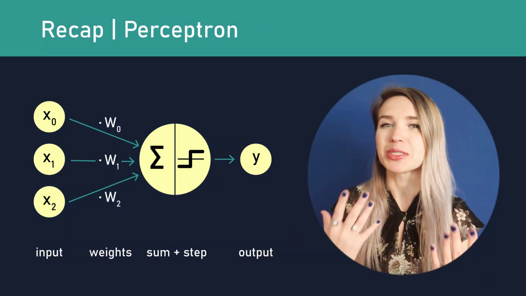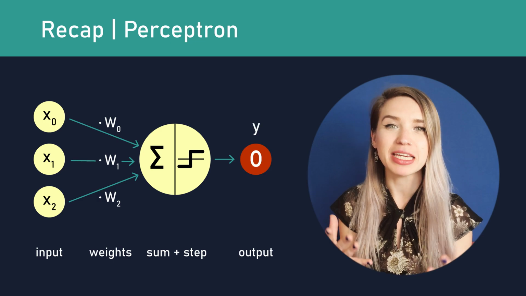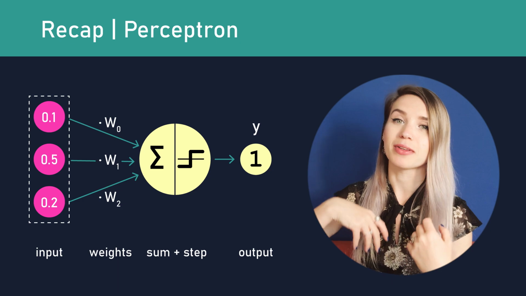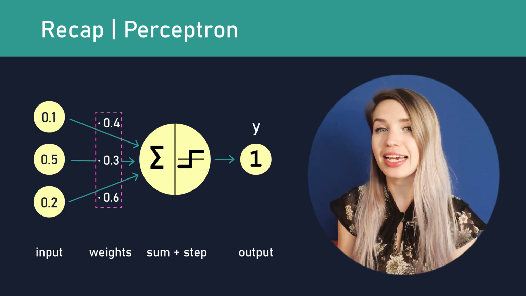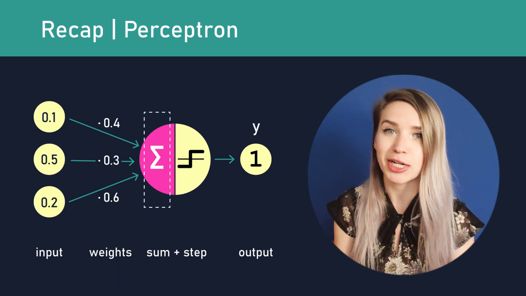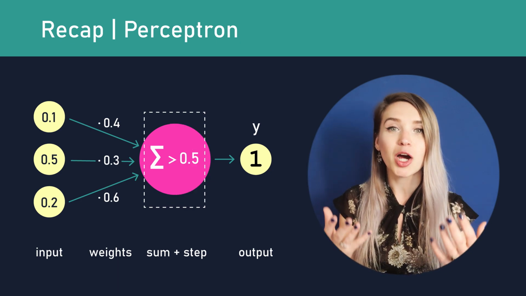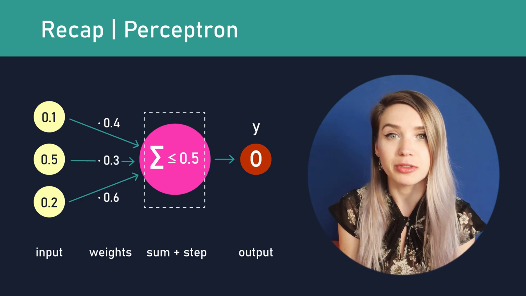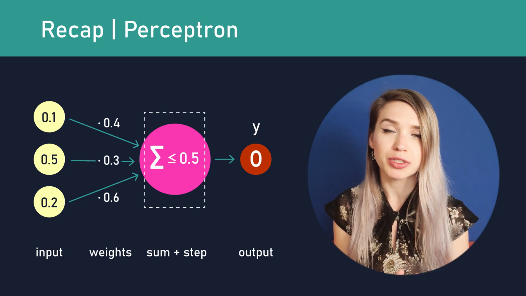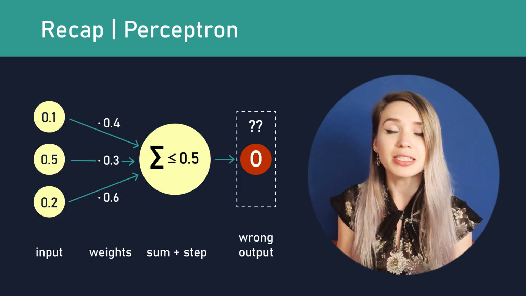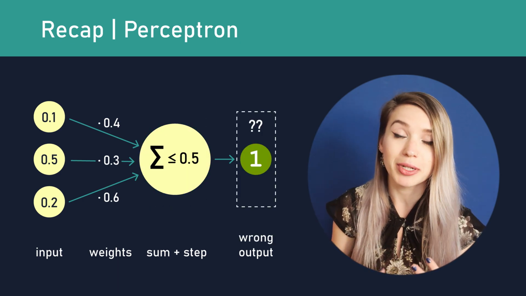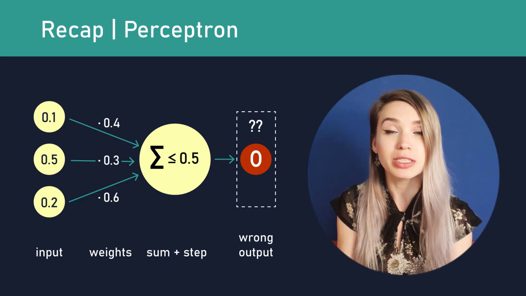Hi everybody! In the last episode, we talked about the perceptron and how we can use it to make binary decisions. We had a set of inputs, on which we had applied a set of weights, and if the result was bigger than the threshold of 0.5, then our perceptron returned true. Otherwise, it returned false. But what if the output of our perceptron is different from the output we wanted to get? We wanted to get true, but our perceptron returned false instead.